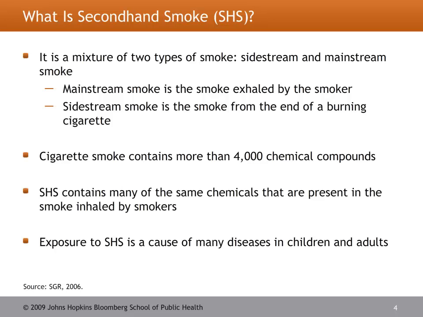Cigarette smoke itself contains over 4,000 chemicals which are known to be dangerous and cause serious health effects. Secondhand smoke contains many of the same chemicals. So exposure to secondhand smoke, much like exposure a cigarette smoker may get, causes many diseases in children and adults, including heart disease and lung cancers, as well as acute respiratory illnesses.